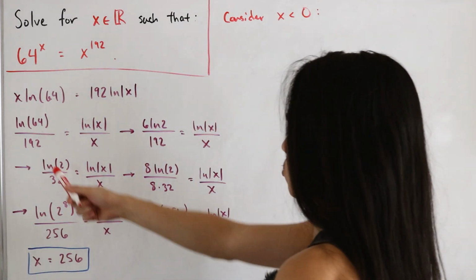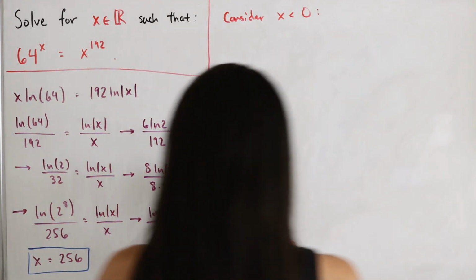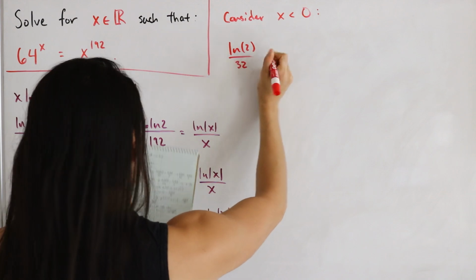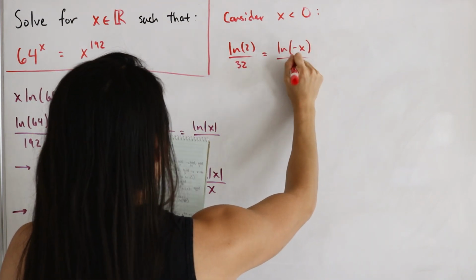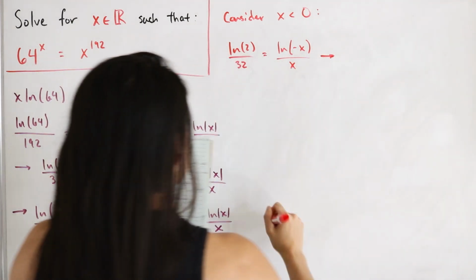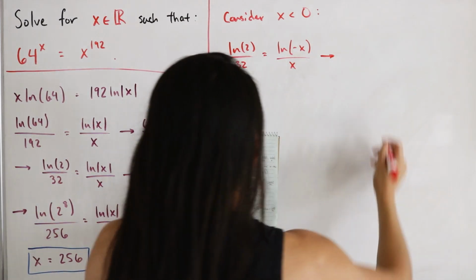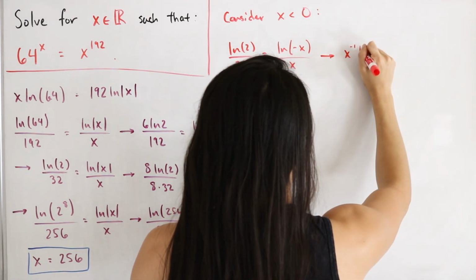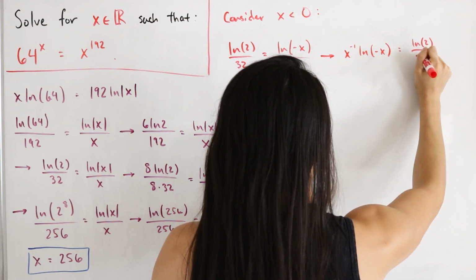So we just go back to what we have, specifically the natural log of 2 divided by 32 from that left-hand side. So we considered that: the natural log of 2 divided by 32. We set this equal to the natural log of negative x, and then divided by x. Okay, so let's do a little bit of rearranging, such that I'm going to write this in terms of an exponent form rather than a fraction form. So this will yield us x to the -1 times the natural log of negative x, of course still being equal to the natural log of 2 divided by 32.